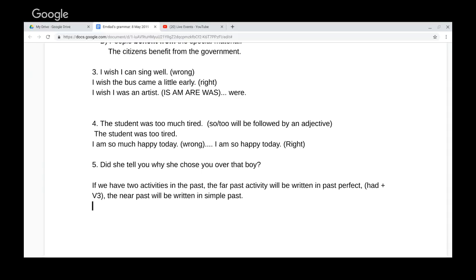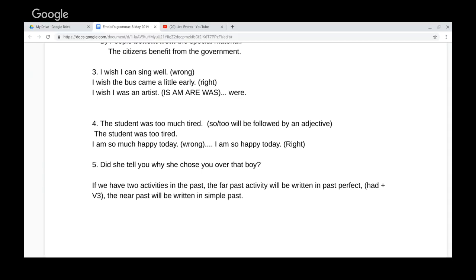Now look at this sentence. For example, the sentence says, my friend had waited at the airport before I picked him up. So what is the first activity? Waiting activity, far past. If I'm telling this story to Asad, Asad, do you know my friend came to Melbourne? He had waited at the airport, so past perfect, because this is the first activity, the far past. Before I picked him up, the second one is what? Near past. So for the near past activity, you will use simple past.